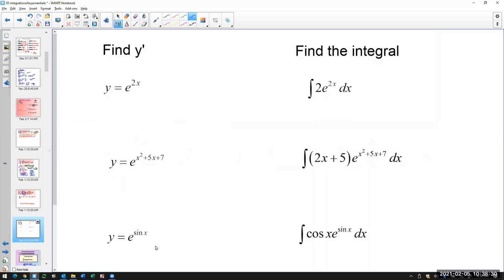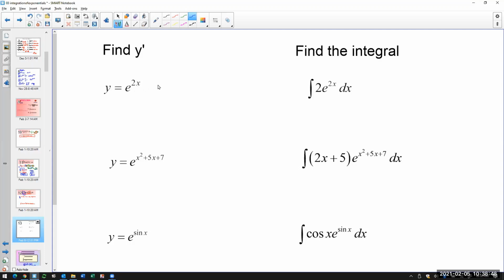Okay, so what we're going to do today is we're going to review our e's. On the left side here, we're going to take the derivative, and on the right side here, we're going to take the antiderivative. Actually, before we get too far, I'll talk about our formula in a second. Let's just go ahead and do this.